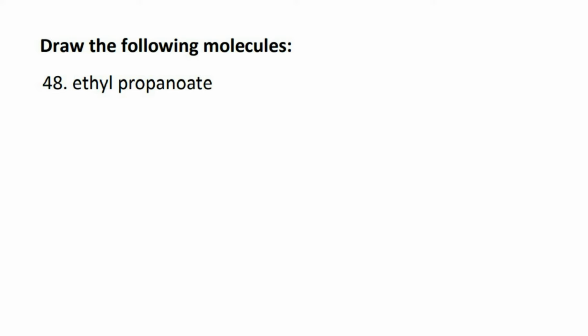So if you have to draw ethyl propanoate, you need to understand that that is an ester. So an ester is an alcohol and a carboxylic acid. So the first part is always the alcohol. The second part is the carboxylic. So for the alcohol part, it's 2 carbons. That's what eth stands for. Then there's always going to be an oxygen. And then the carboxylic acid is 3 carbons.